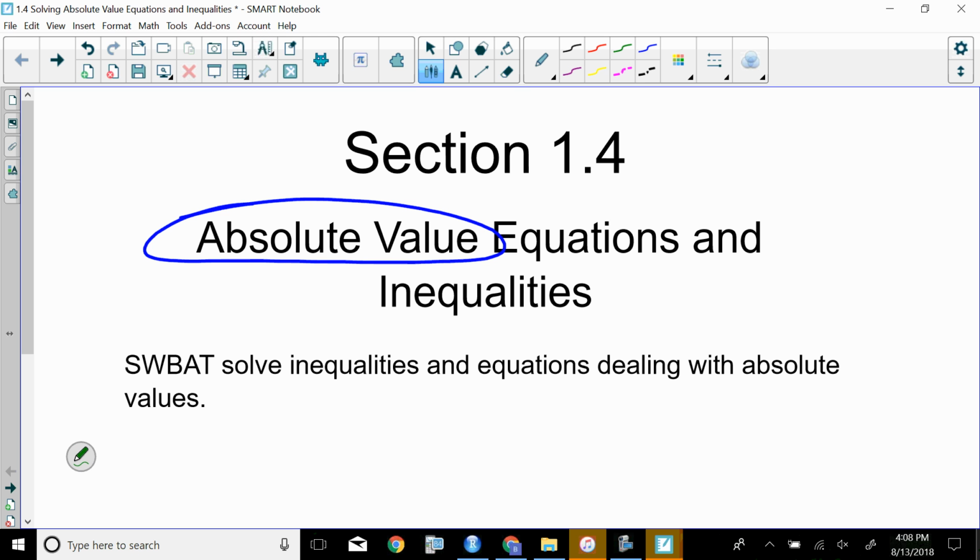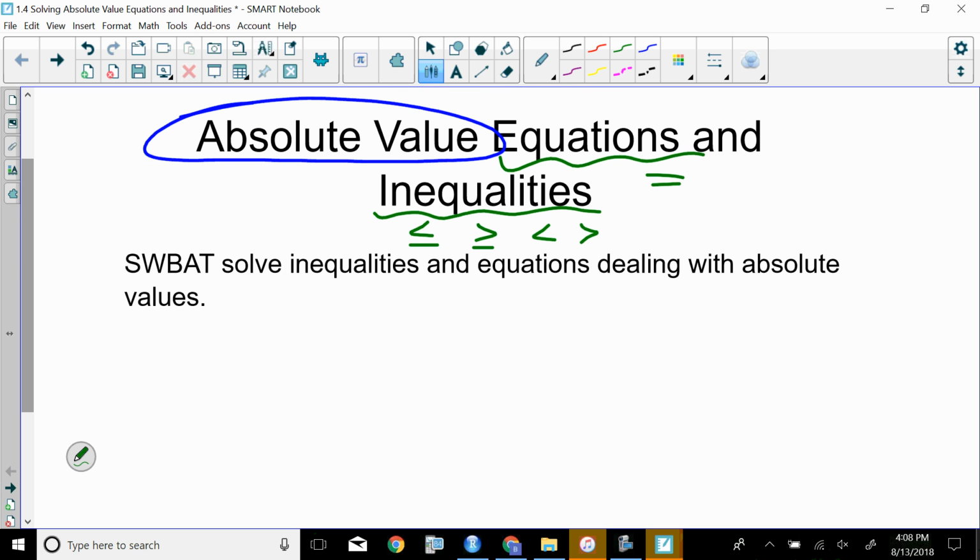In this video, we're going to be doing section 1.4, which deals with absolute value equations and inequalities. Remember, equations deal with an equal sign. Inequalities deal with less than or equal to, greater than or equal to, less than, or greater than. Just some things to remember as we go down through.